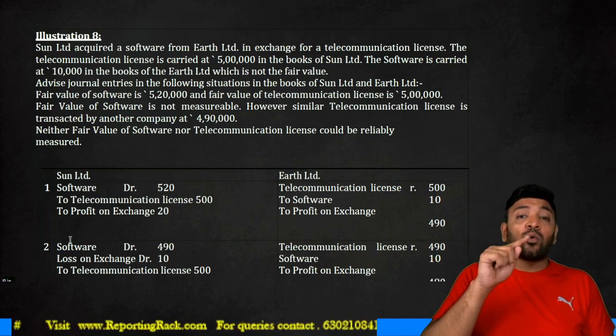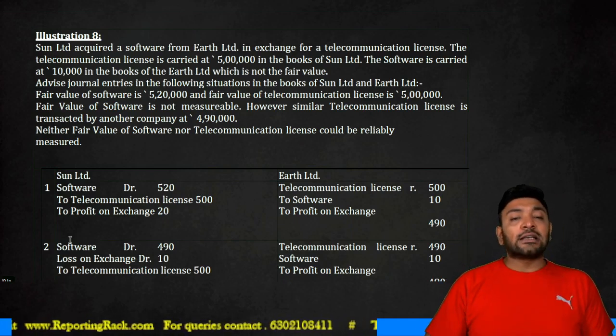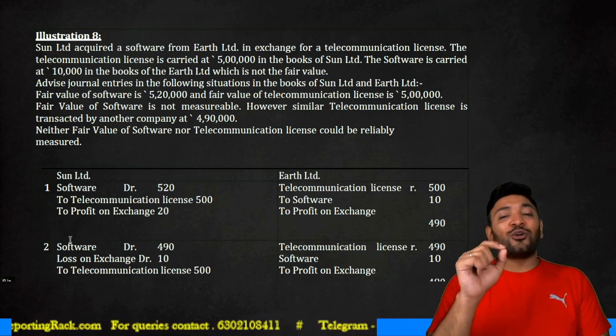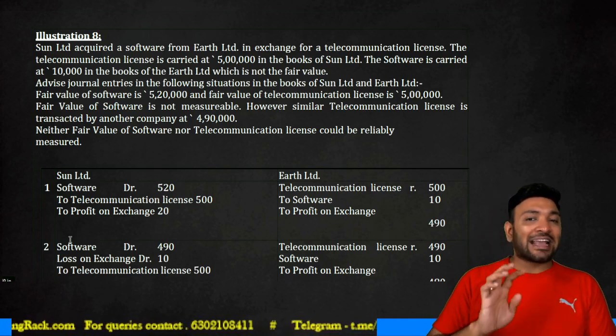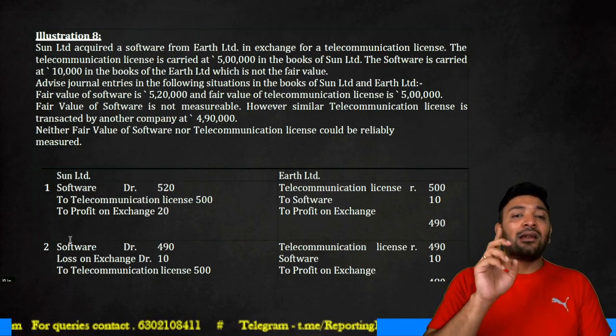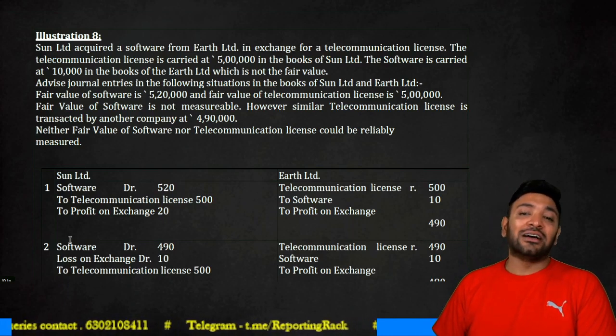Identify the asset acquired at the carrying value of the asset given up. Therefore, first entry in the books of Sun Limited, I would have written the entry as software account debit to telecom license 5 lakhs. And in Earth Limited, I would have written the entry as telecom license to software 10,000, which is the carrying value in the books of Earth Limited.